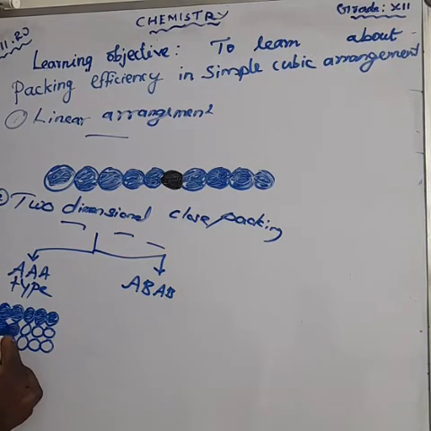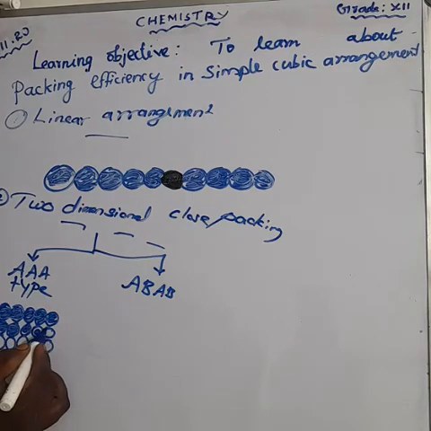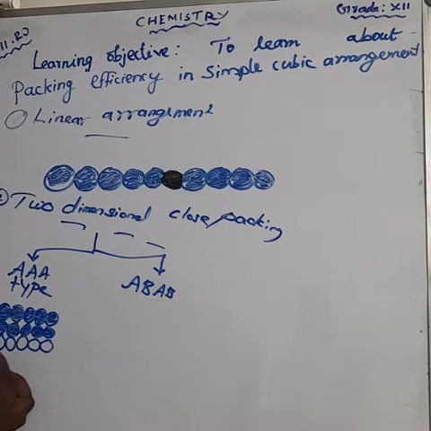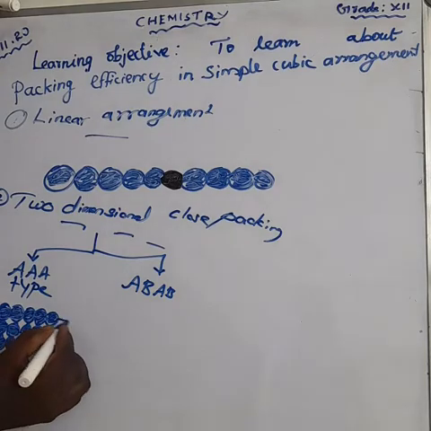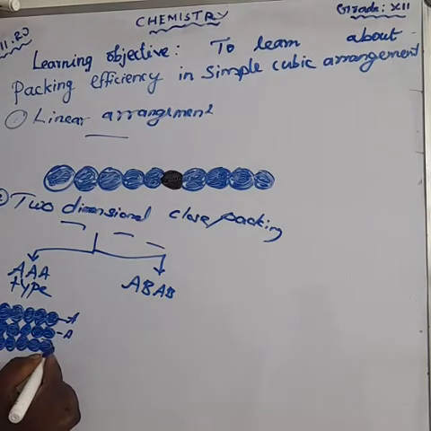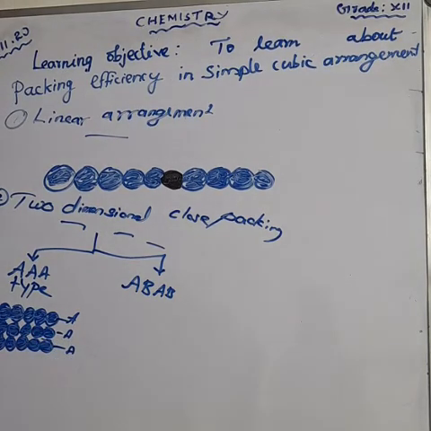What about the AAA type? The linear arrangement of spheres in one direction, this is the linear arrangement of spheres in one direction, and it is also repeating in two dimensions. Again repeat. Okay, which type do we call this? AA type, AAA type. This is also A type.